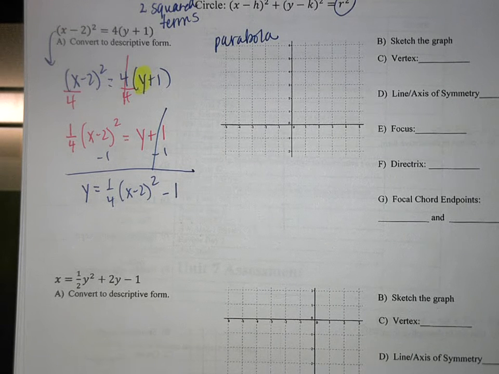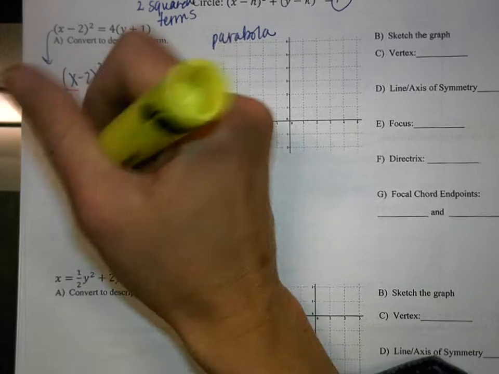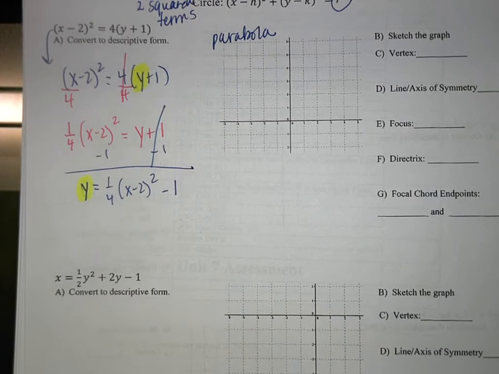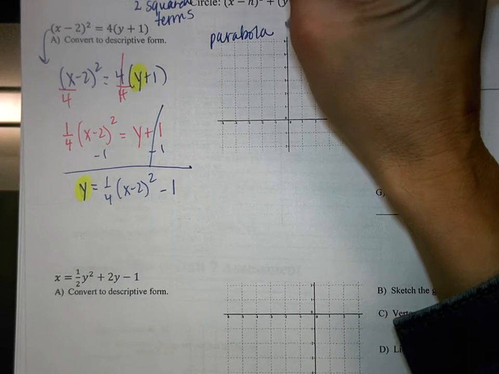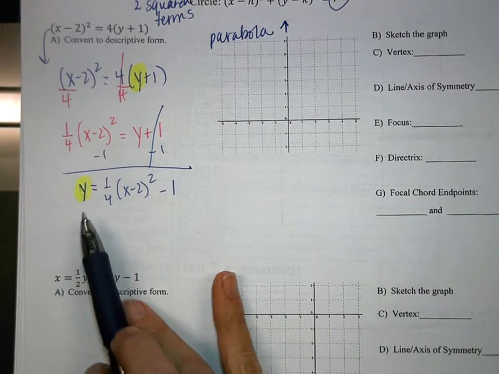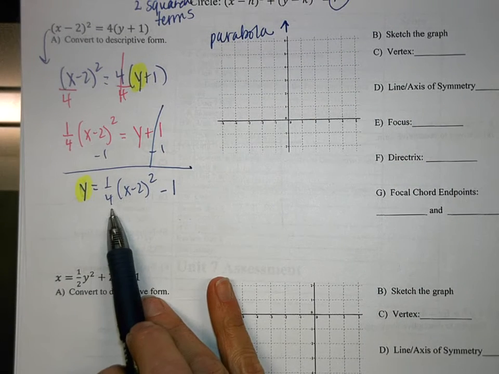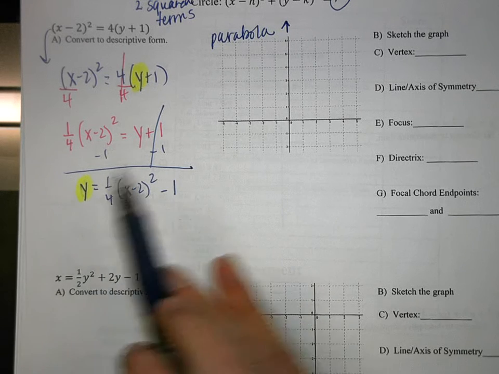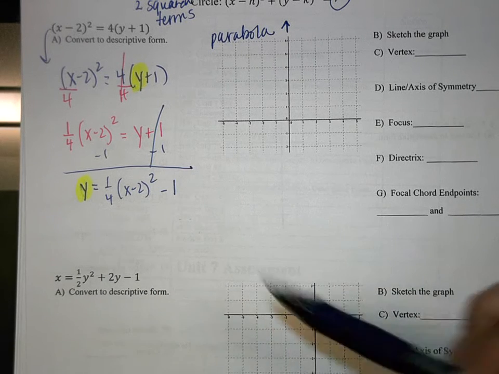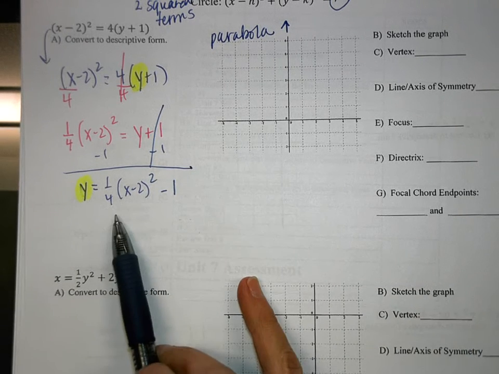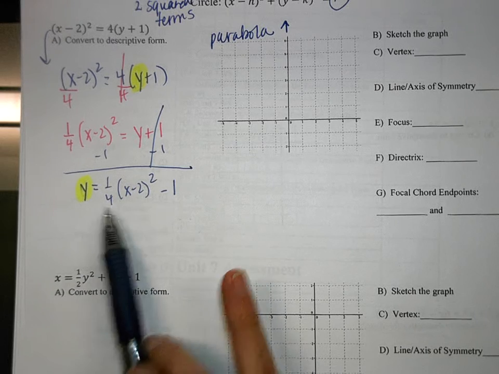Okay, this is a y equals equation. So therefore, what direction will this parabola go? Up. Very good. We know it's going up because this is positive. Y equals means it's going to curve with the y-axis, either going up or down, and we know specifically up because this is a positive in front.